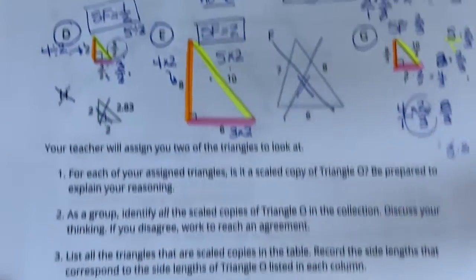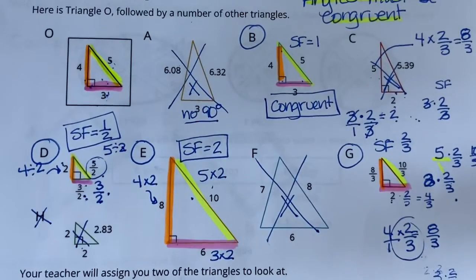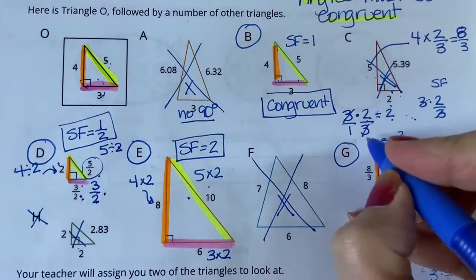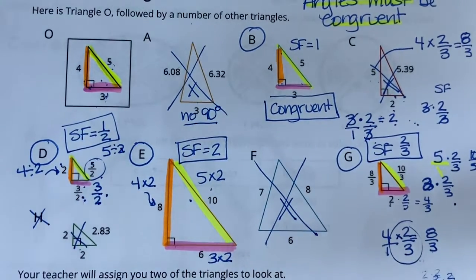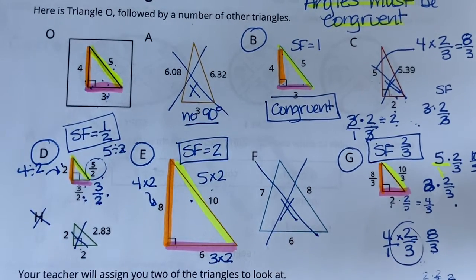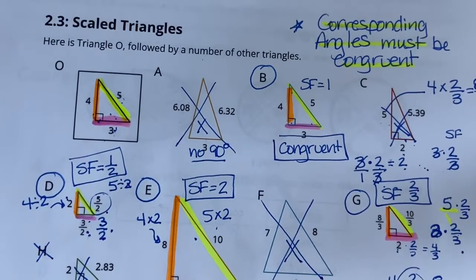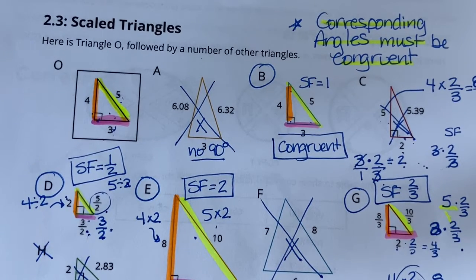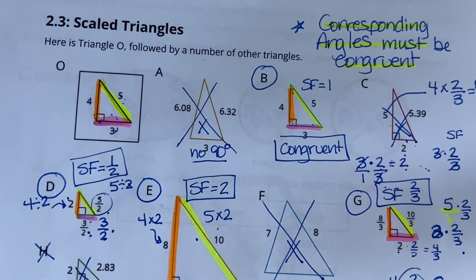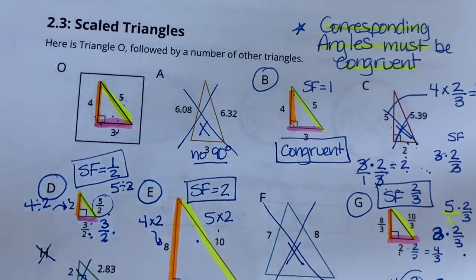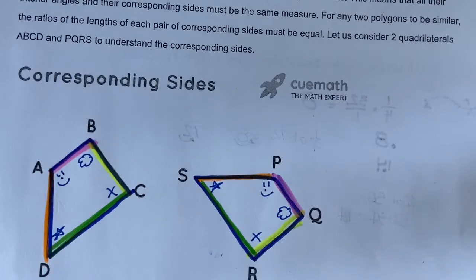They did it with a list down here, but I'm just showing you overall how I would figure it out. So I have to have a scale factor. Oops, I forgot to put scale factor 2/3 right here. So I have to have a scale factor. My angles have to be congruent. That's really important. I don't care what the scale factor is. If your angles are not congruent, it's not going to work. And I have to have a scale factor in order for them to be scale triangles. Okay? All right, let's move on.